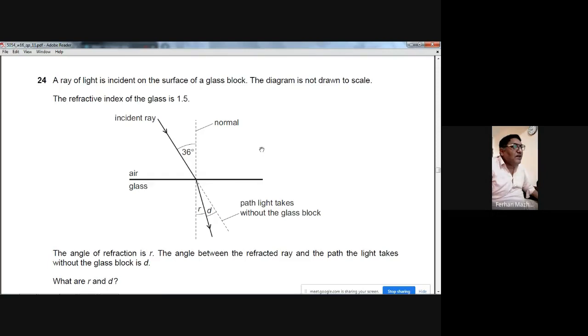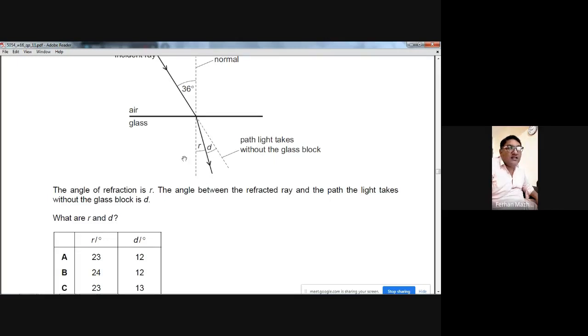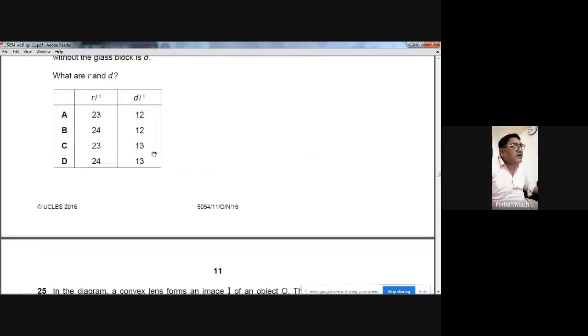So once you have the R value, this whole angle you see here is vertically opposite to this angle. So this is 36, this is 36. Once you have the value of R, you can find the value of D, because this total angle should be 36. Whatever value of R you get by your calculation, subtract it from 36, and you will get the value of D. I'm not making a choice here because right now I don't have a scientific calculator with me.